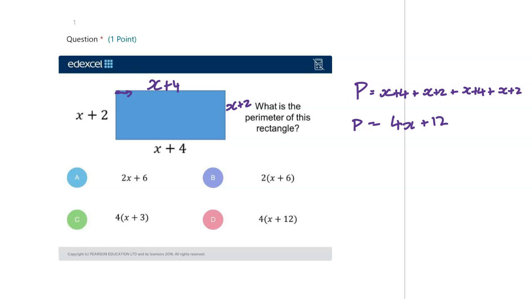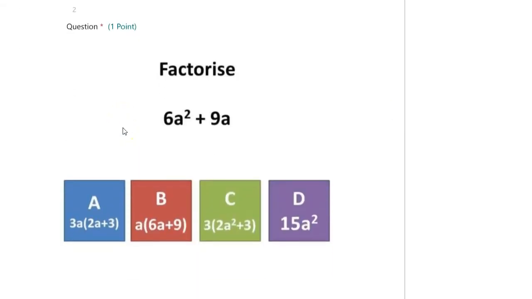That's alright. They have got some factorised answers. Well, we can factorise our answer here pretty easily, can't we? And we get 4 outside of x plus 3. So our answer is C. On to the next question.